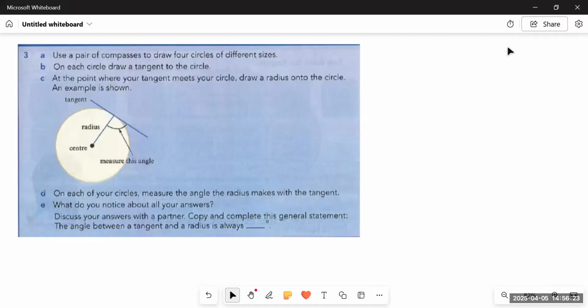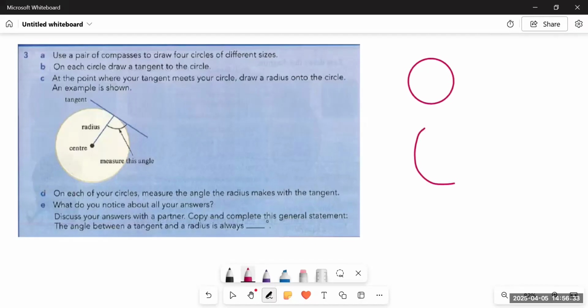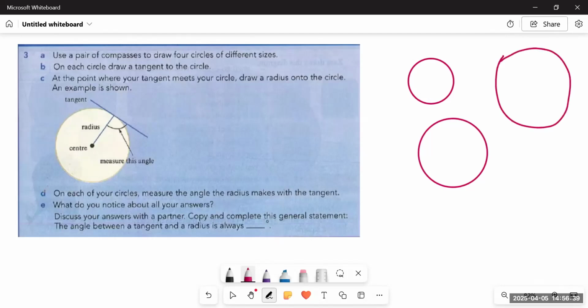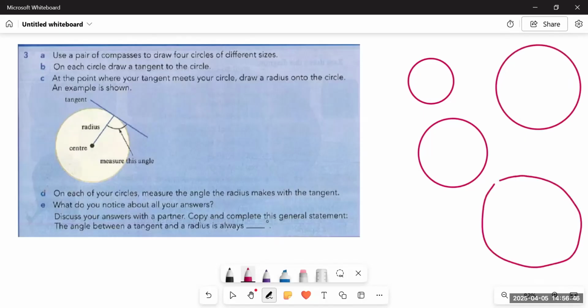Now, in question number 3, they are saying use a pair of compasses to draw 4 circles of different sizes. They are saying draw 4 different circles. So I'm drawing 4 different circles. You can use the compass to draw 4 different circles. The circles should be of different sizes. Okay. Just make sure that all the circles have a different radius and a different circumference. So I have drawn 4 different circles.